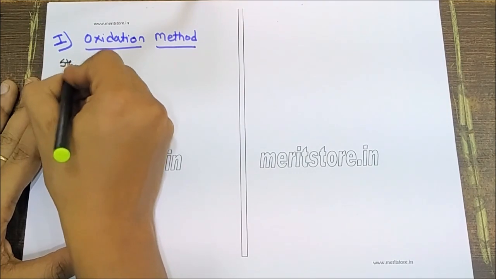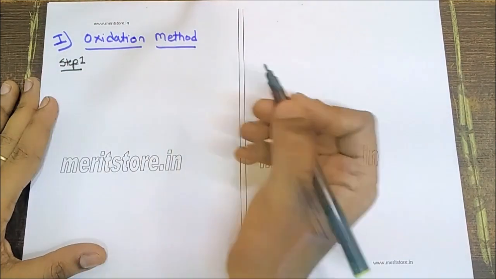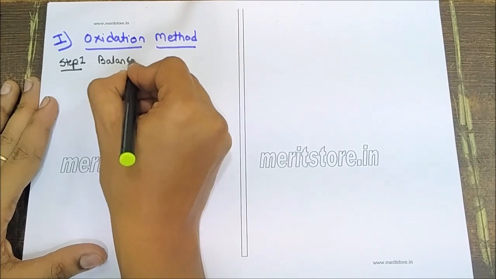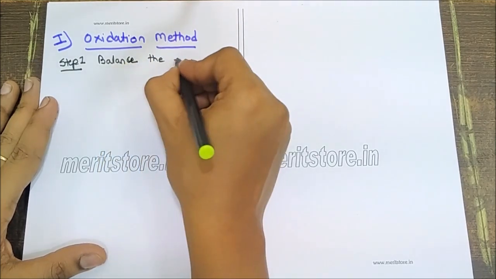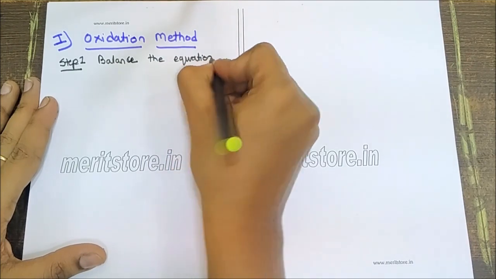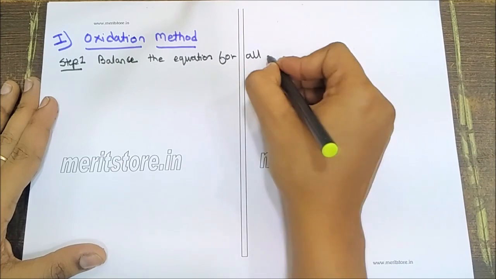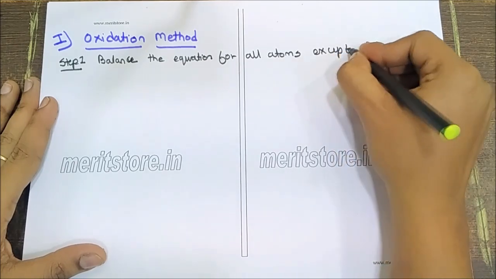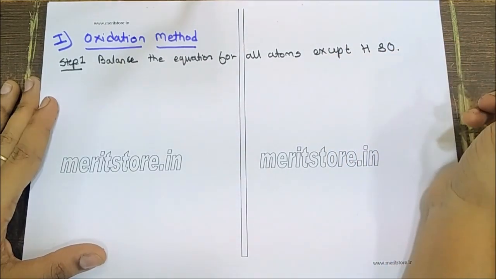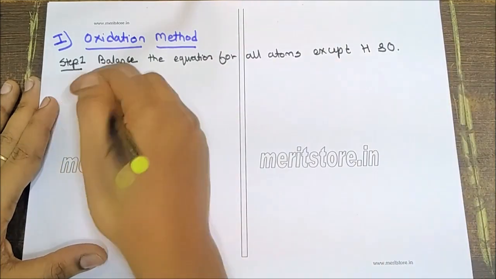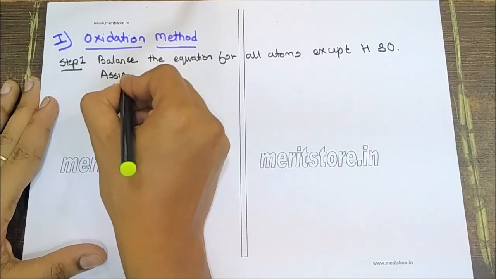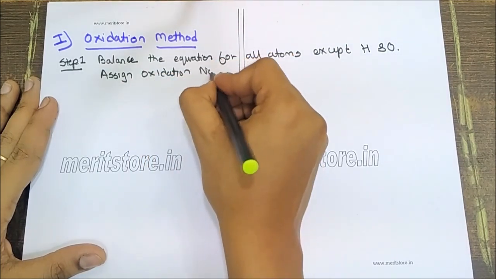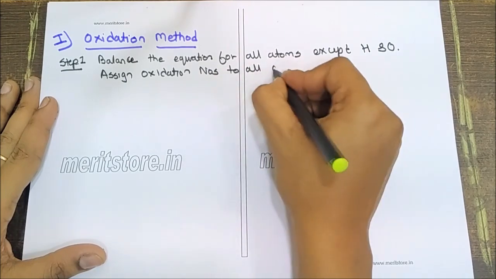Step one says that you have to balance the equation for all atoms except hydrogen and oxygen. So first you need to balance, then you need to assign oxidation number to all atoms.